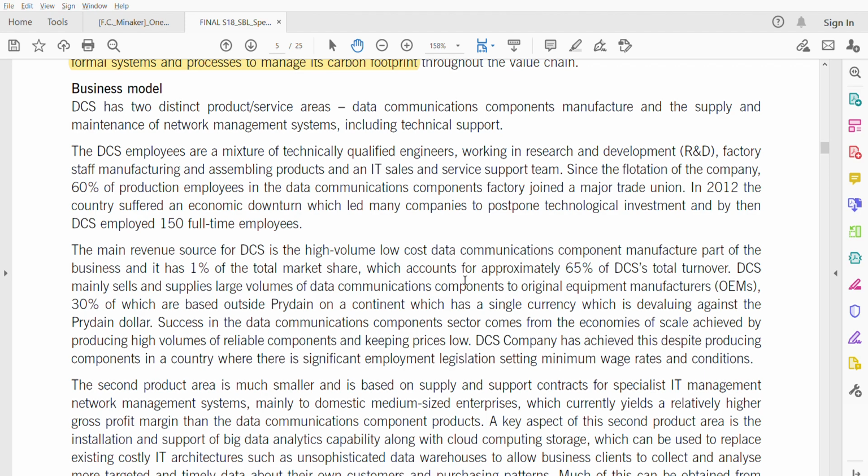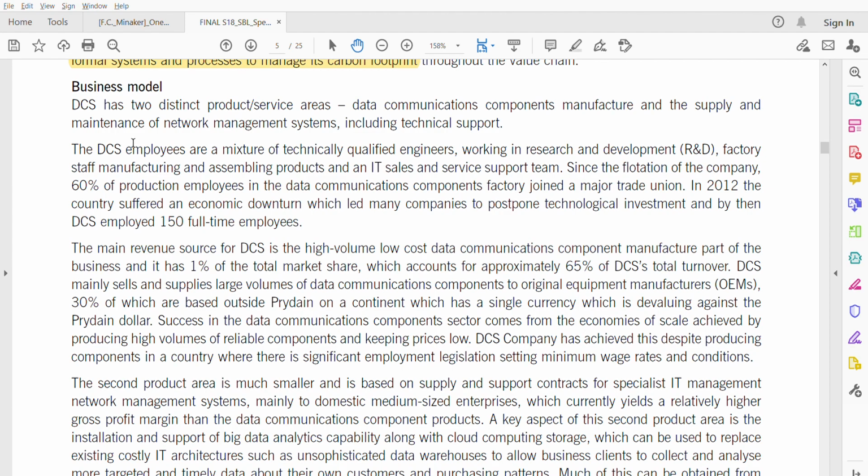Okay, so the DCS employees are a mixture of, now they are going to say how the employees are. Technically qualified engineers working in R&D, factory staff manufacturing and assembling product, IT sales and service support team. Since the flotation of the company, 60% of the production employees in the data communication component factory joined a merger trade union. Wait, this is a key. This is a piece of information which you need later. So let me highlight it.